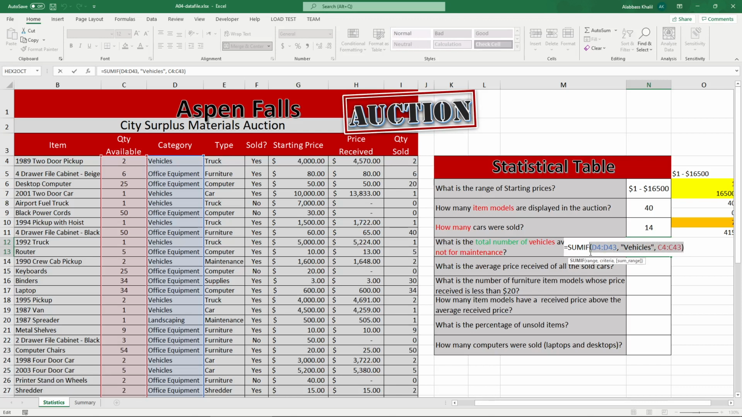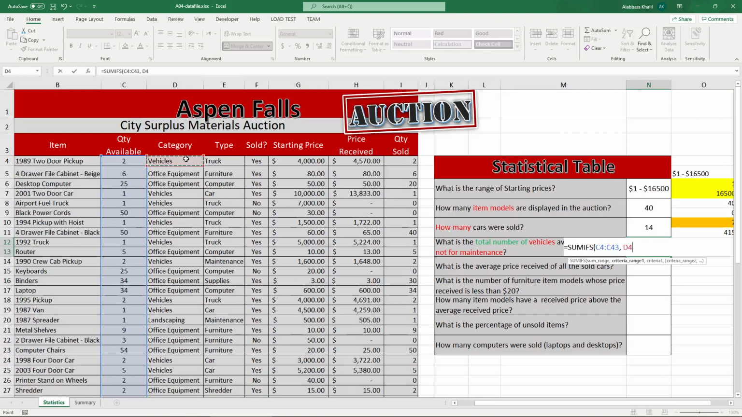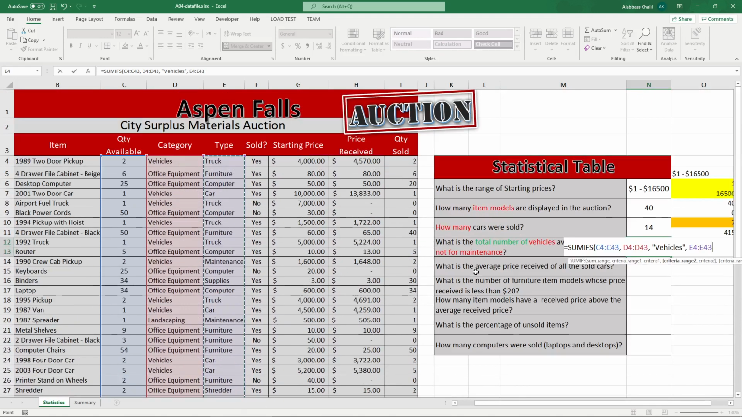But with SUMIFS, it's the reverse. First you put the sum range, which is the quantity available. Then you put your criteria. So this range has a criteria. I want it to be vehicles. And the other one will be not for maintenance, so the type. And it should be not maintenance.